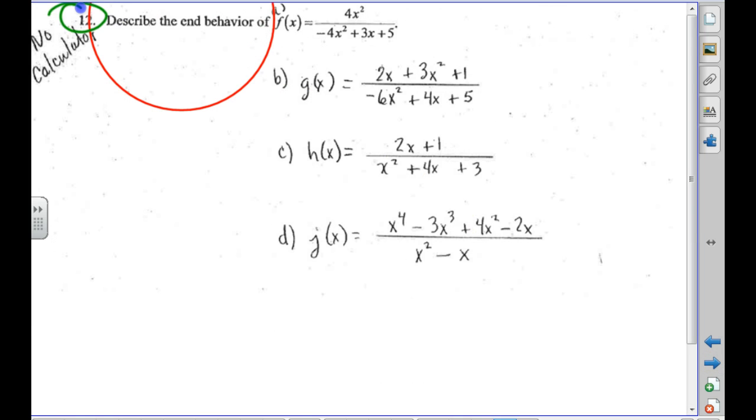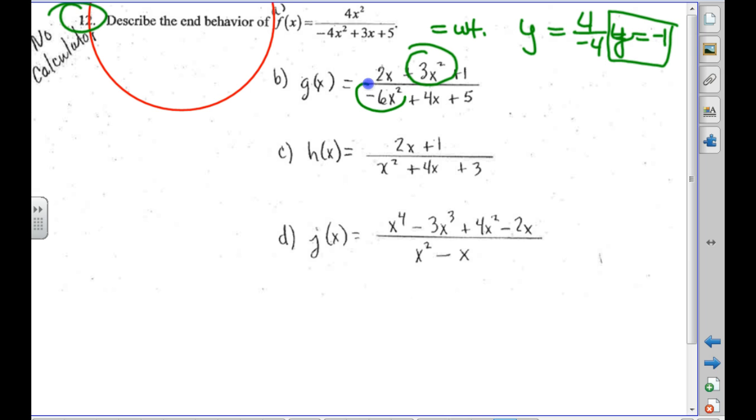Here, number 12 on this sheet says describe the end behavior. The first example is equal weight. Do you understand what that means? Okay. So then it's y equals leading coefficient over leading coefficient. So this one is y equals negative 1. The second example here, be careful, degree 2 and degree 2 right here. So this one is also y equals leading coefficient over leading coefficient, which would reduce to negative 1/2.